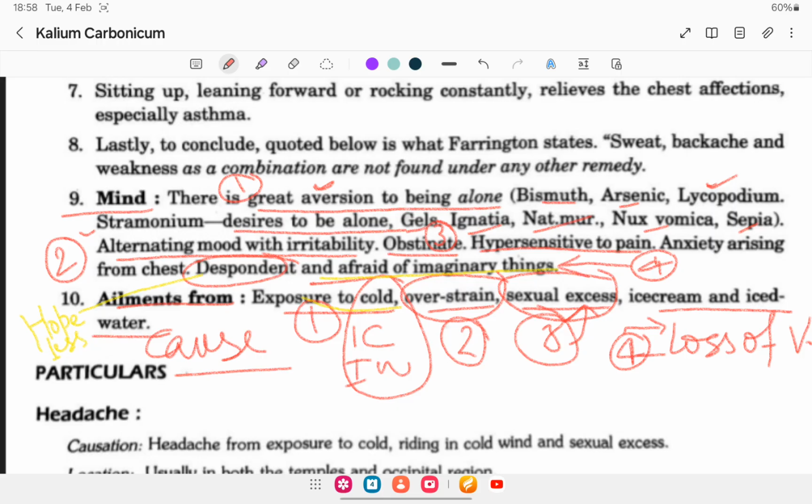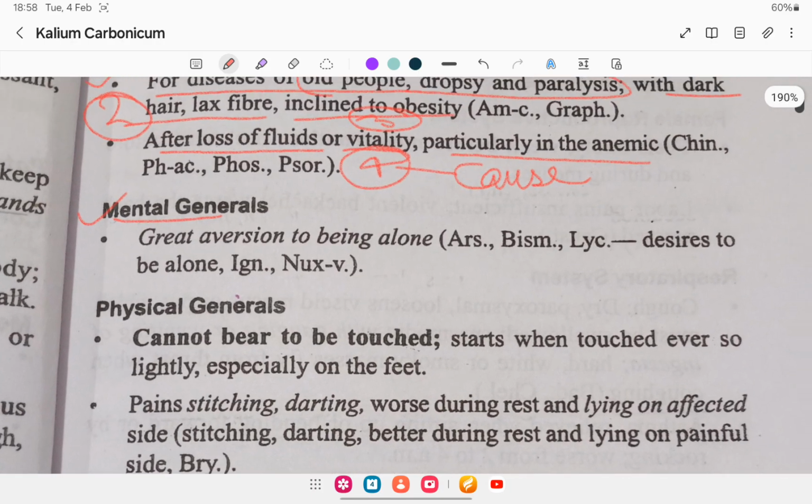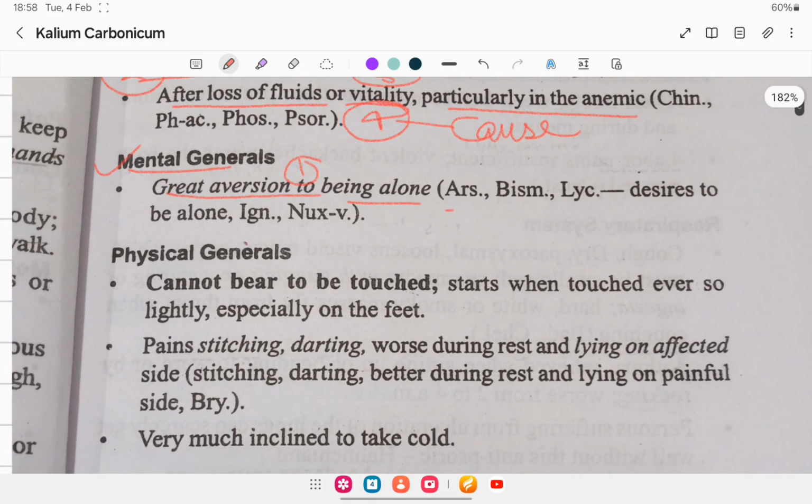So about mental symptoms: great aversion to being alone, number 1. Number 2, alternating mood with irritability. Number 3, obstinate and hypersensitive to pain. And number 4, despondent and afraid of imaginary things. Here it is written in Allen about mental symptoms: great aversion to being alone, only one symptom written. Arsenic, bismuth, lycopodium; desires to be alone: ignatia, nux vomica, natrum mur, gelsemium, many other remedies.